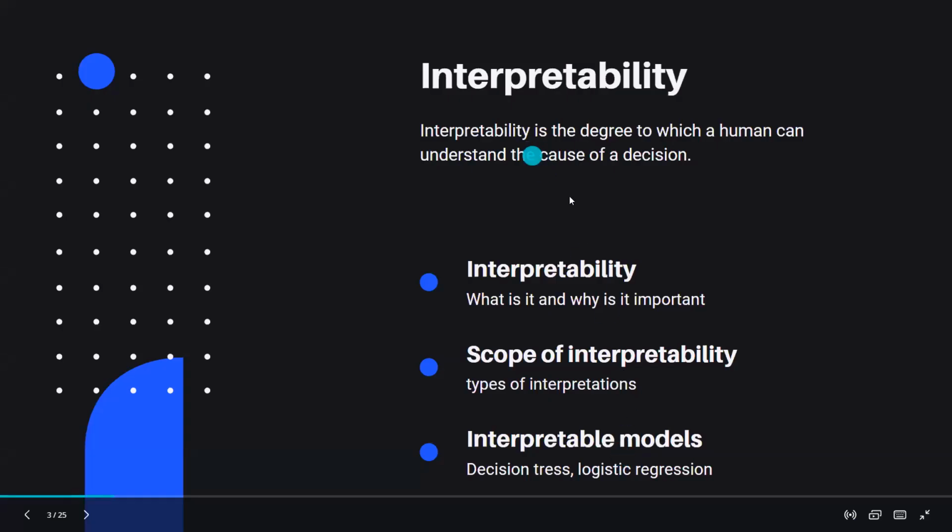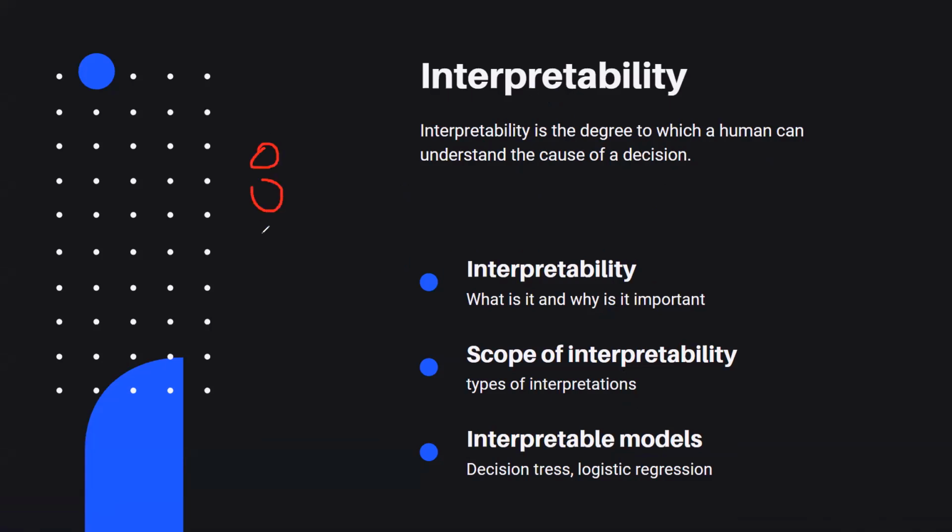So what is interpretability? Interpretability is the degree to which a human can understand the cause of a decision, right? So let's say we have a neural network that is doing cancer detection. Now, of course, we can give it a scan, and from the scan, it will tell you, yes, this has cancer. No, this does not have cancer.